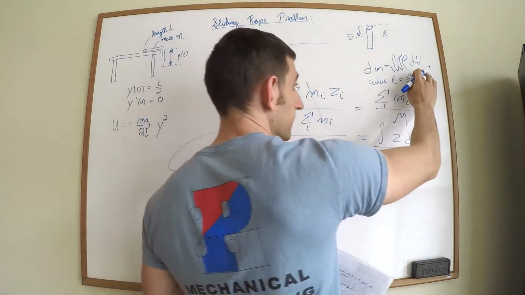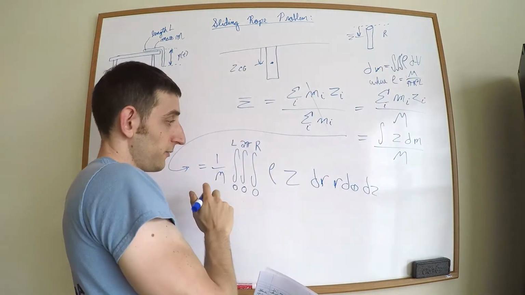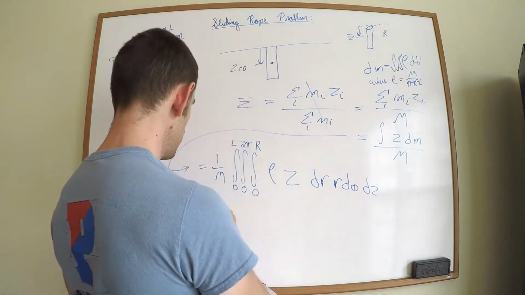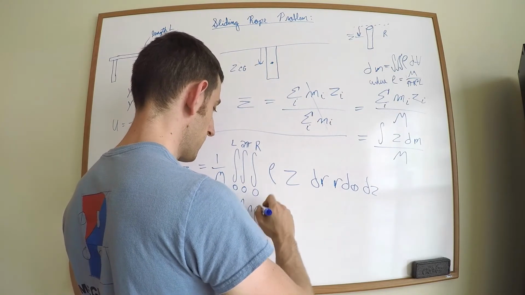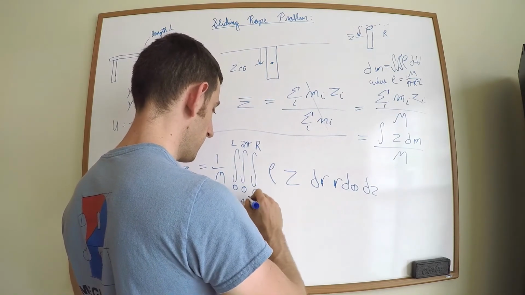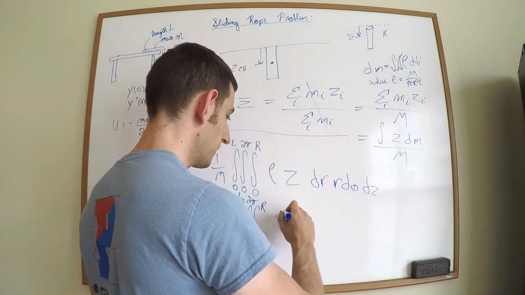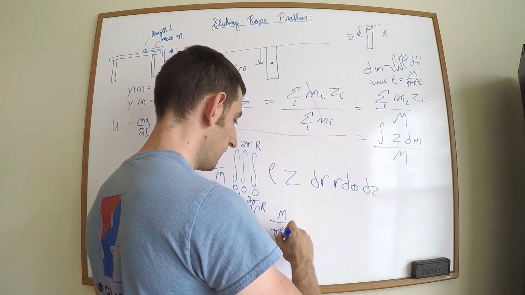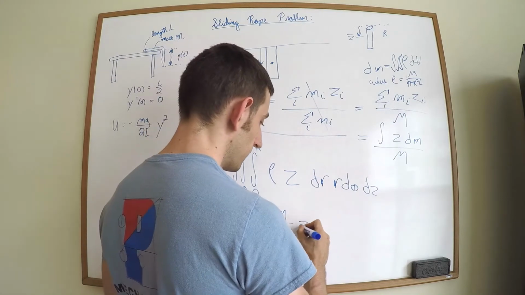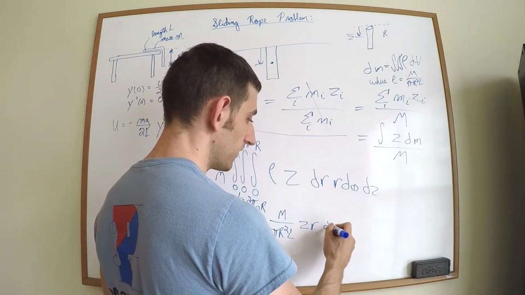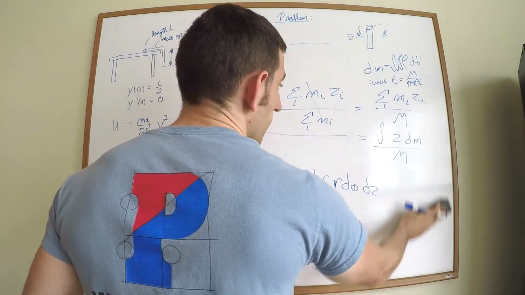We're going to use the total mass in this case, so it's a big M, such that we can work with that. So this becomes 1 over big M, integral from 0 to r, 0 to 2 pi, 0 to L, big M over pi r squared L, times Z, and I'm going to pull the r in, dr, d theta, dz.